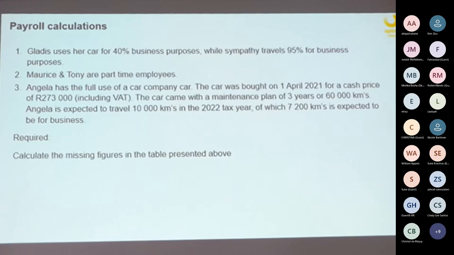What students make a common mistake there is they say, okay, so Gladys will be taxed 40% and Sympathy will be taxed 95%. Remember, that is not correct. You need to apply those percentages to the 80-20 rule. According to the 80-20 rule, Gladys uses her travel allowance for 40% business purposes, which is less than 80%, so she will be taxed at 80%. And Sympathy uses it for more than 80%, so he will be taxed on, I think it's a he, 20%. Okay, Maurice and Tony are part-time employees.